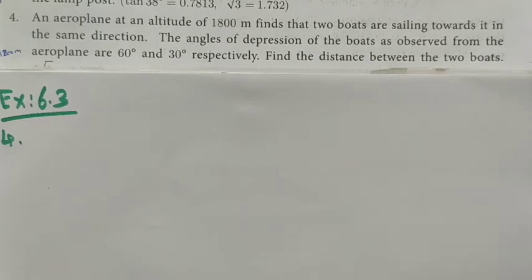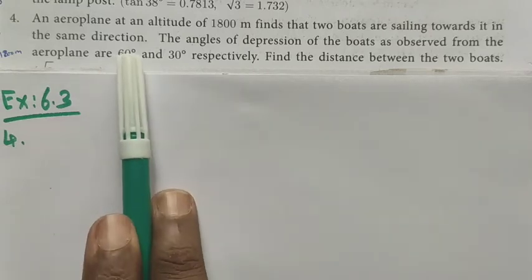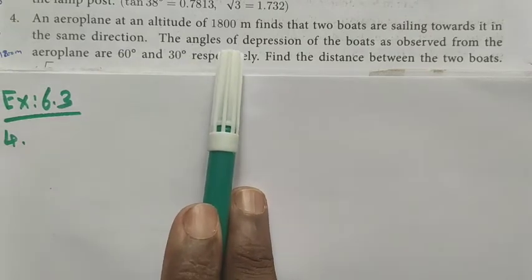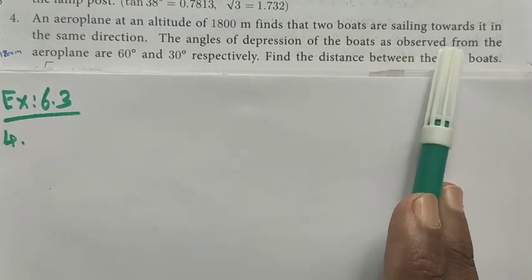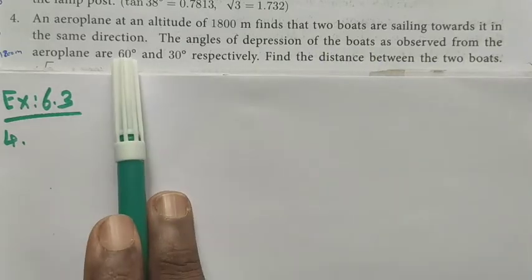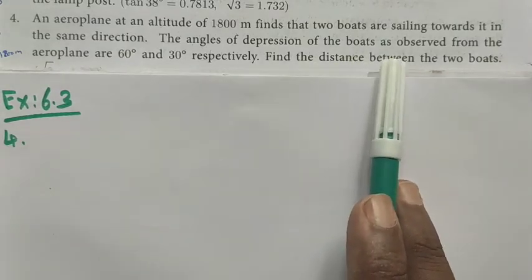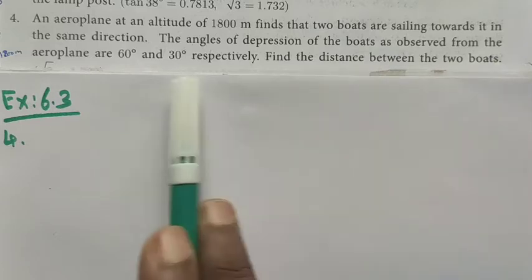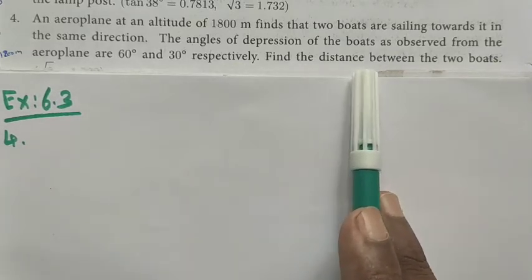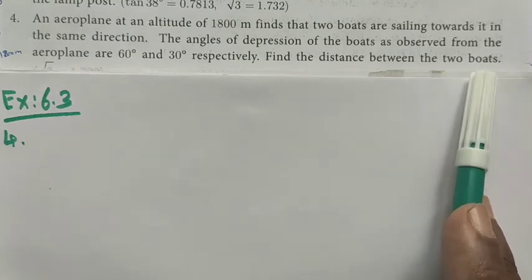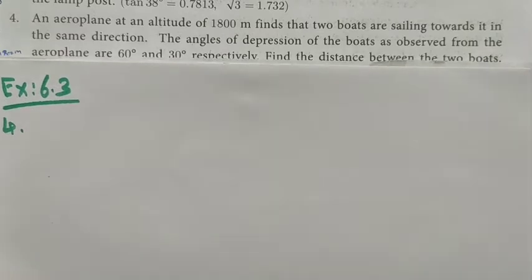Class 10, exercise number 6.3, question number 4. An aeroplane at an altitude of 1800 meter finds two boats sailing towards it in the same direction. The angles of depression of the boats observed from the aeroplane are 60 degree and 30 degree respectively. Find the distance between the two boats. The value of root 3 is given as 1.732.